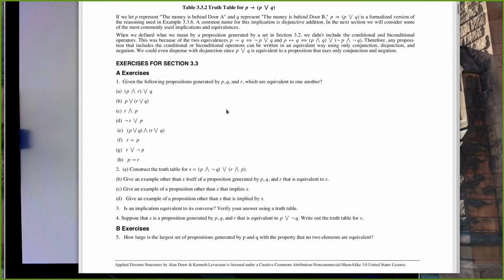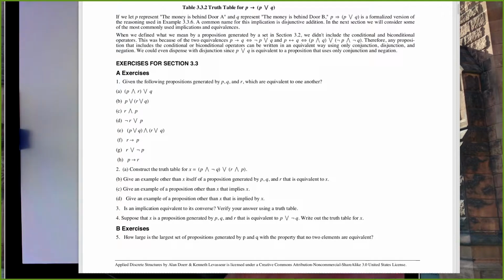Any questions? Yeah, I have a question about the homework. It's under chapter 3.3, number 2, and I'm trying to find it in the text. So 3.3, question 2. Yeah, it's asking to give an example of a proposition other than X that implies or is implied by X. Can you explain how you get here? Part C and then part D. I think I got part B down, but C and D are confusing to me.